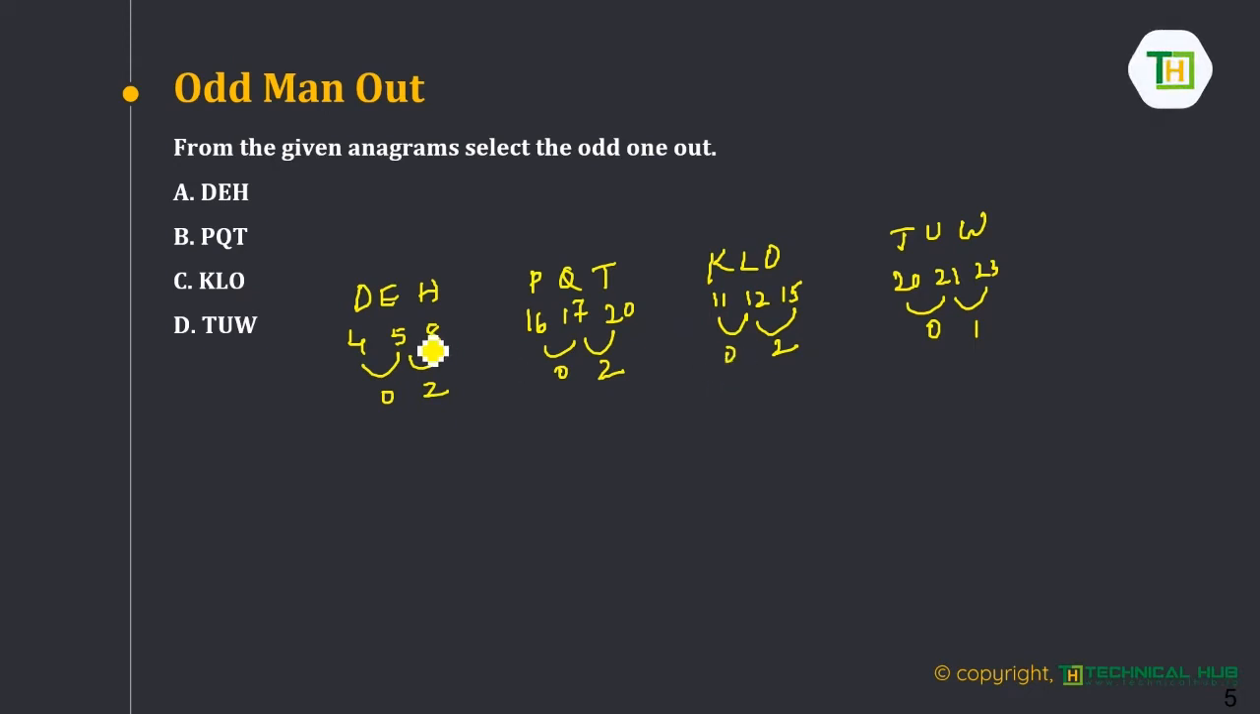So what is the answer? Options A, B, C are following the same pattern and option D is following completely different from the remaining. So you can choose option D as the odd one out. Okay, STUW is the answer. Using which rule? Gap rule. Okay, so move on to the next one.